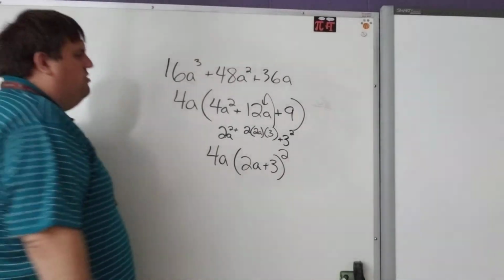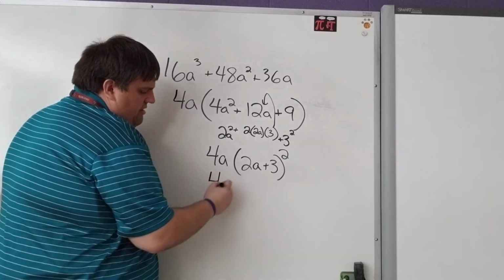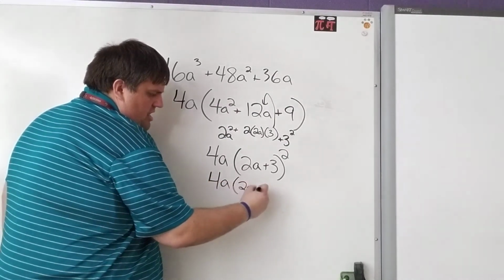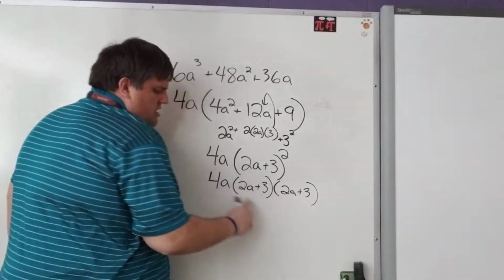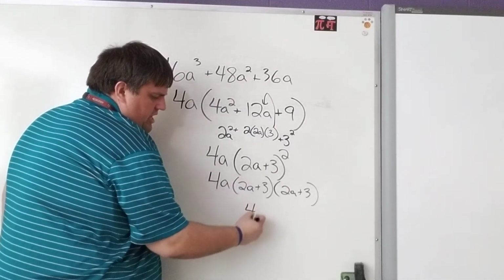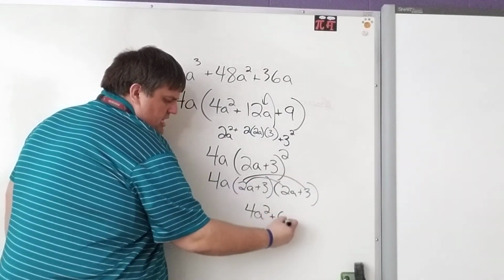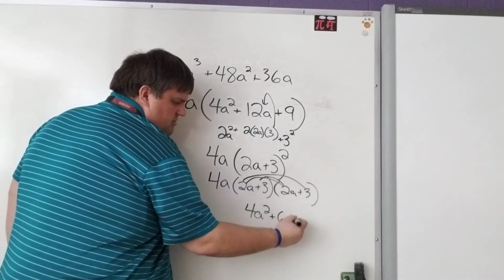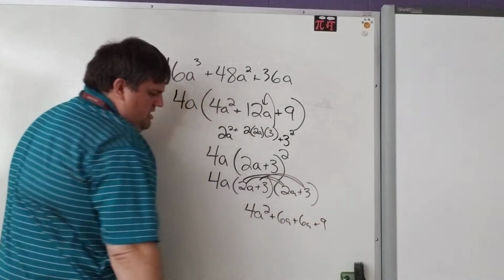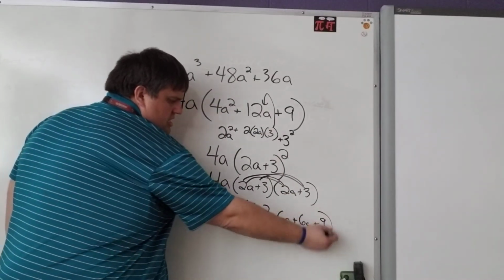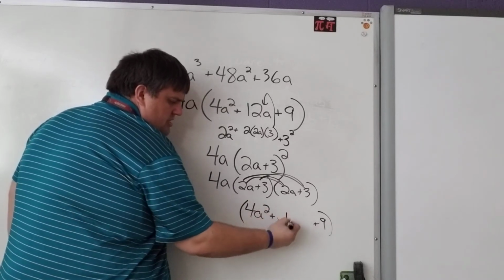And just to show you that this is going to get us all the way back here, if I rewrite this out, 2a times 2a is 4a squared, 2a times 3 is 6a, 3 times 2a is 6a, 3 times 3 is 9, and then add our like terms here, 6a and 6a is 12a.